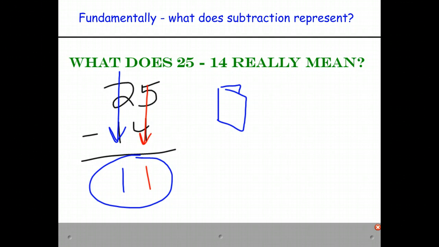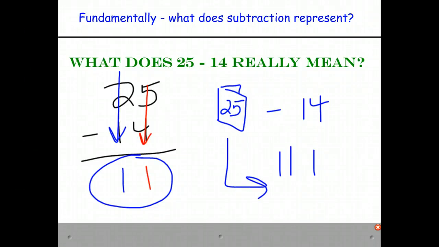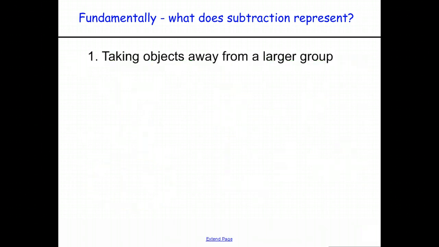If we had 25 books and we wanted to take away 14 of them, then we would end up with 11 left. So on one hand, fundamentally, subtraction really means taking objects away from a larger group. You start out with one group and you take them away.